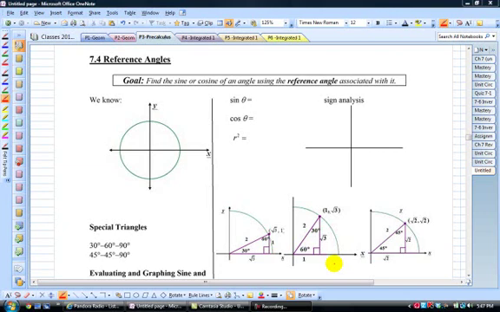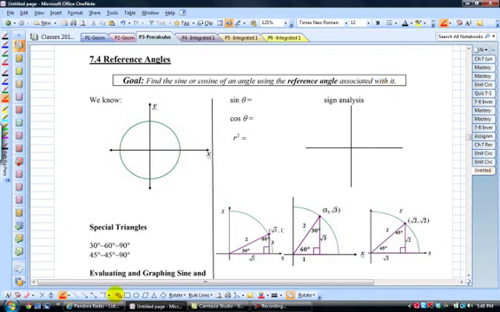We're going to get started here in section 4 in chapter 7, and we're going to be talking about what are called reference angles. After today we're going to be able to find the sine and cosine of an angle using the reference angle associated with it. And so what we're going to do is go through the procedure and figure out how to do such things.